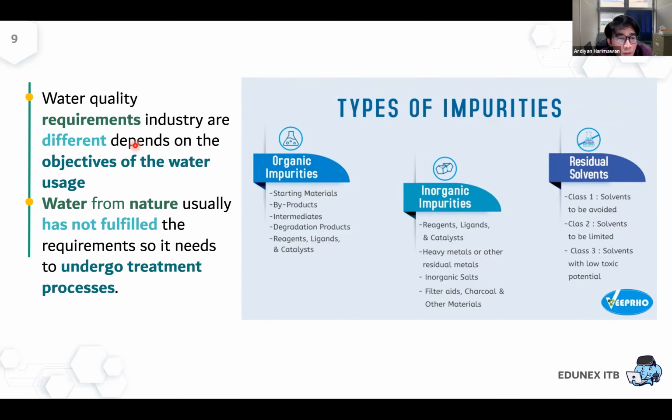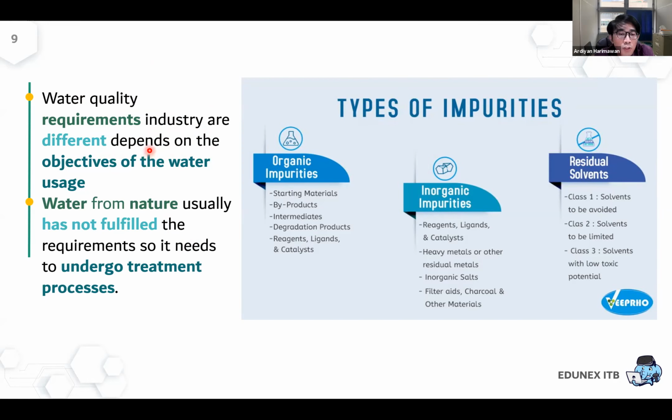Since previously you have understood that we need water, for example, to produce steam, or to cool the process as cooling water, or to dye textiles, or to process pulp and paper. So basically, the quality requirement of the water will be different. There is no one water for all. The quality requirement will depend on the objective of the water usage. What kind of purpose are you using the water for?